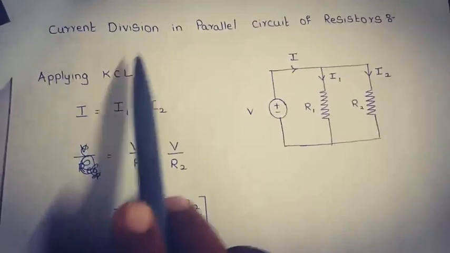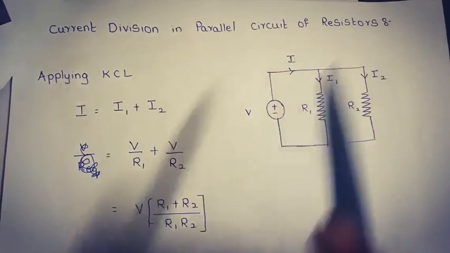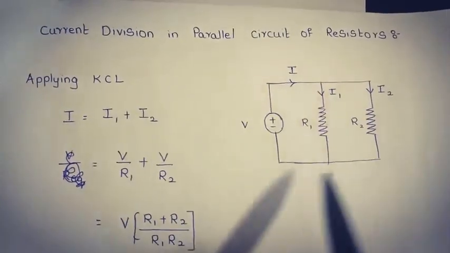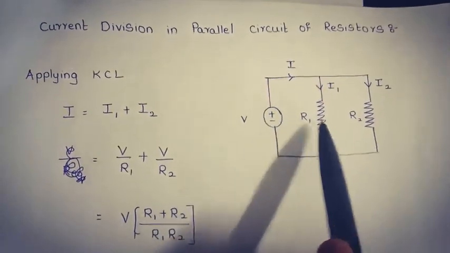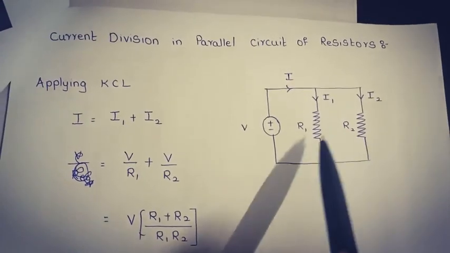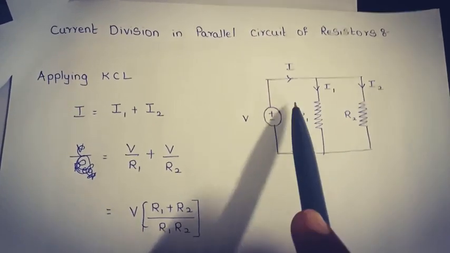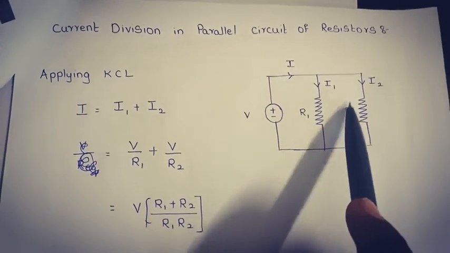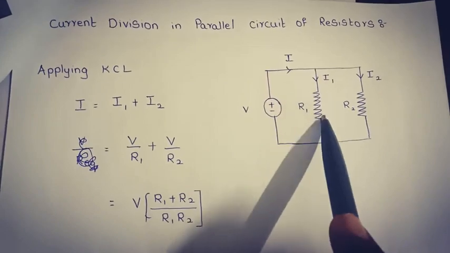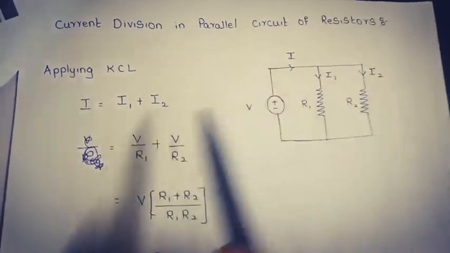Everyone, today's topic is current division in parallel circuit of resistors. So this is a parallel circuit which I am going to consider. Here I have connected two resistors in parallel. When resistors are connected in parallel, the voltage will remain the same but the current is going to be divided. Therefore, the current across each resistor I am going to take as I1 and I2.